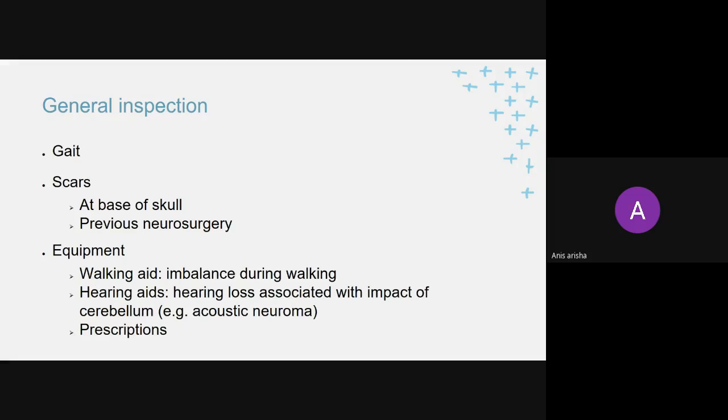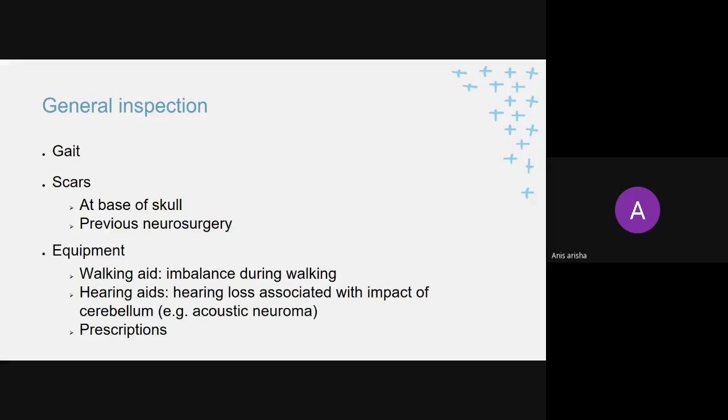Next. Firstly, we start with general inspection to look for clinical signs that can be suggestive of underlying pathology in the patient. Firstly, we look at the patient's gait as the patient enters the room, because in cerebellar pathology the patient has a broad-based gait. It is part of the screening.